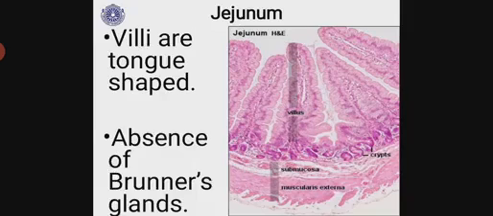Coming to the jejunum, this is the middle part of the small intestine where villi are tongue-shaped, as you observe here, and there will be an absence of Brunner's glands. So Brunner's glands are usually restricted to the duodenum. There is a major difference present between the duodenum and jejunum.